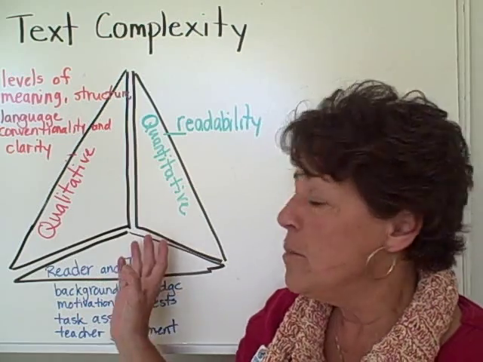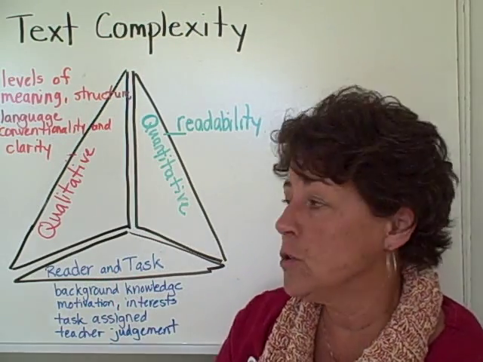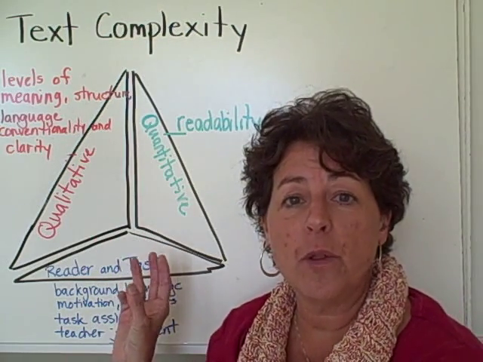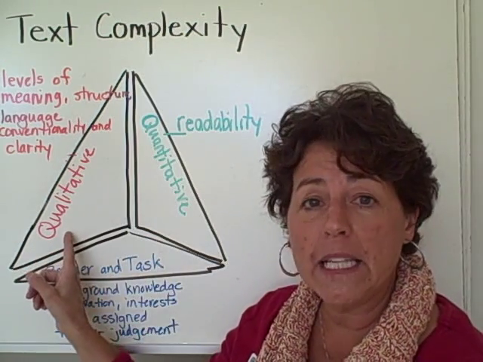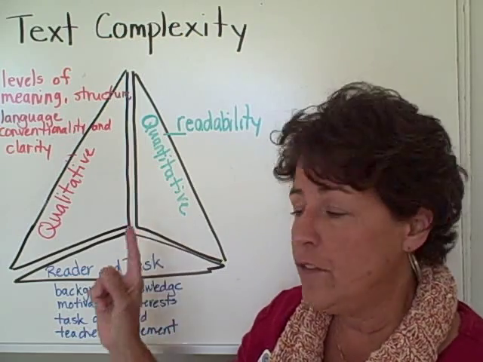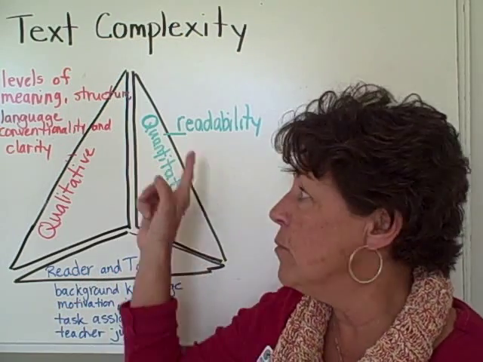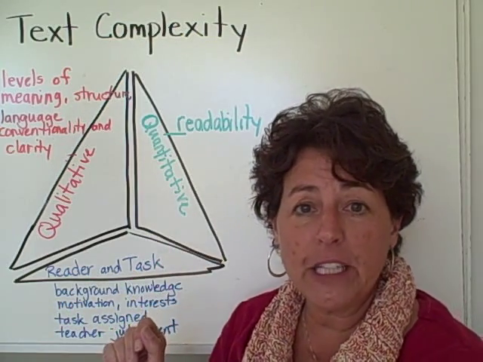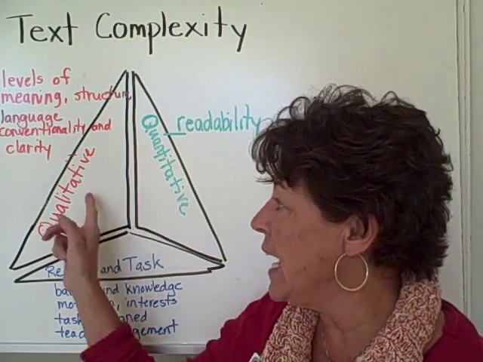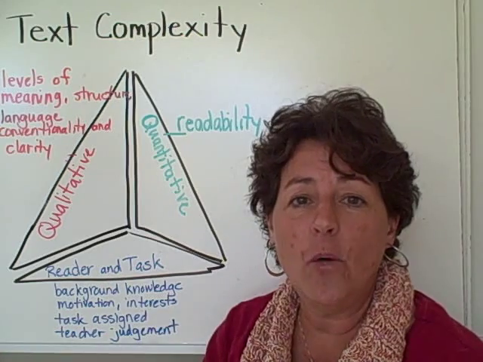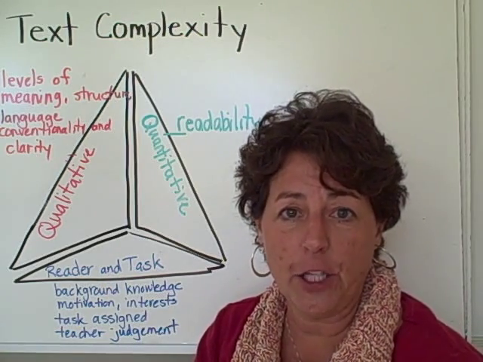There is a picture here that shows you the three areas from which text complexity is derived. You have qualitative, quantitative, and reader and task. We're going to look at each one of these separately and then talk about a particular book that we will apply each one of these to, and then hopefully you'll understand text complexity a little bit better.